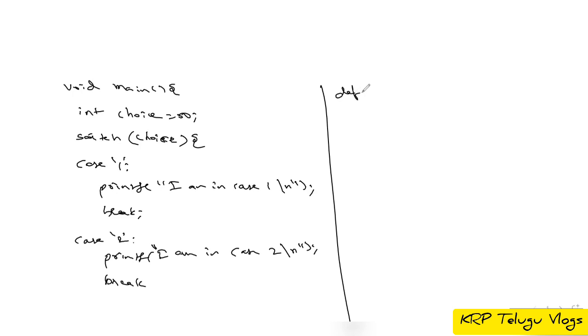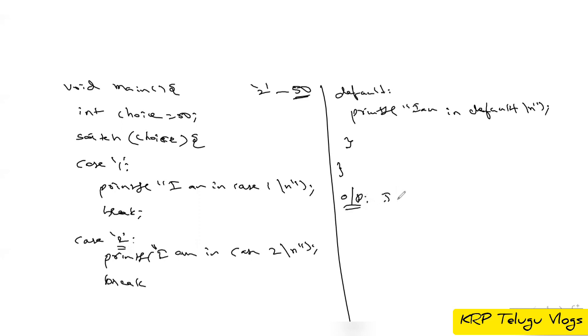Default: printf, I'm in default. So now what will it print? It will print I am in case 2, because character 2 is nothing but 50. Now you have given 50, so it will go to character 2, so case 2 will be printed. Very good. Clear? Yes, sir.